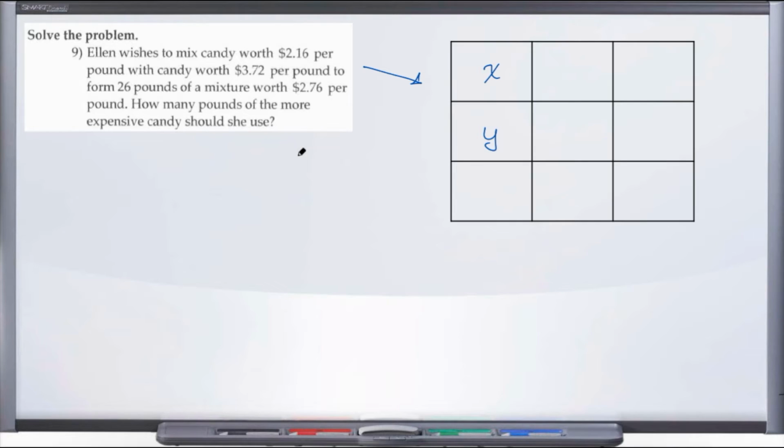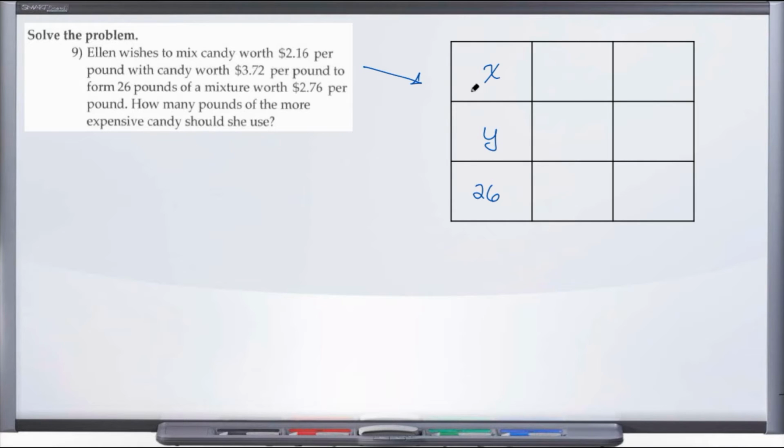Now go back to the word problem and look to see how much of the new mixture we are looking to make. We can see that Ellen is trying to form 26 pounds of this new mixture. The total of what you're trying to make, the newly created mixture, goes here. So 26. Now let's go back to the word problem and figure out what price is associated with X and what price is associated with Y.